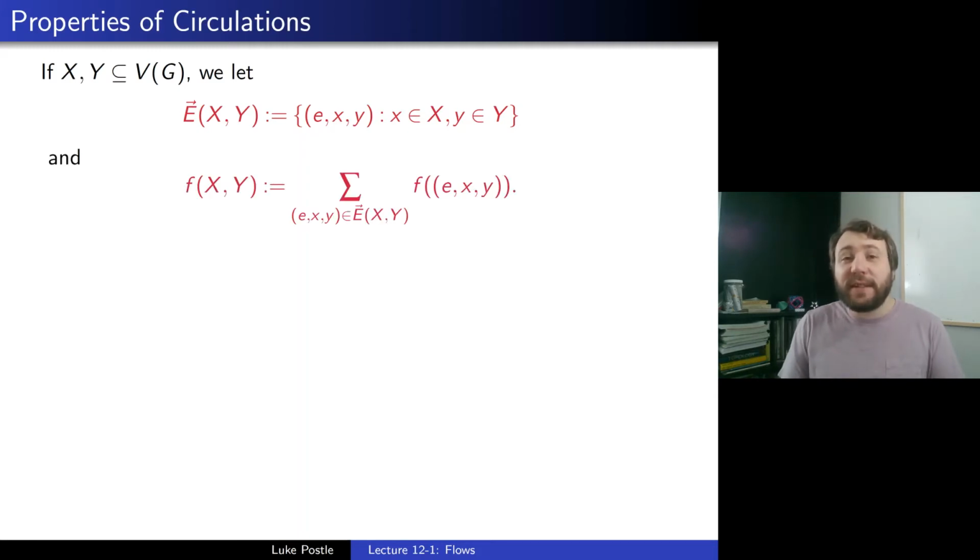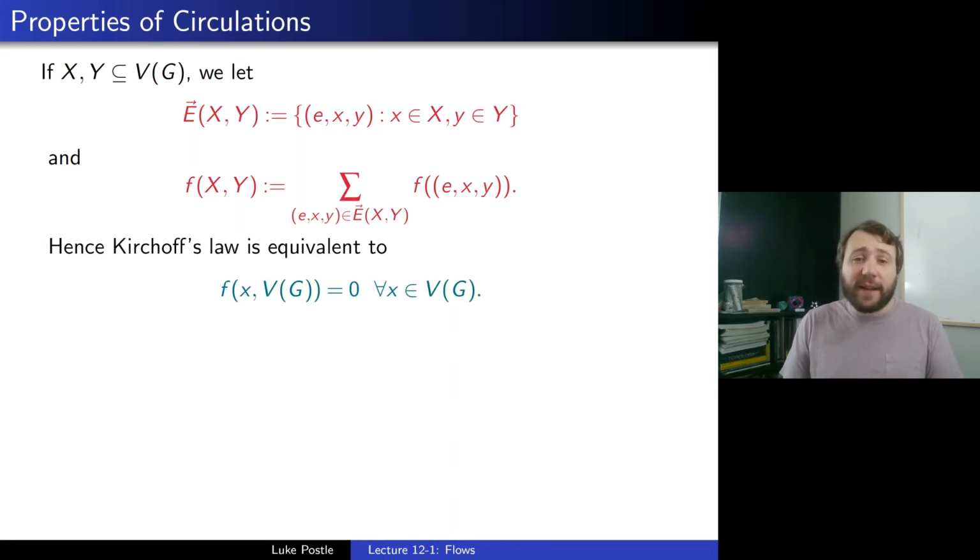And then we'll let f(x,y) be the sum of all the values of such edges. So kind of the flow from x to y, you can think of it as. And then Kirchhoff's law is actually equivalent to f(x, V(G)) being 0 for all x. So the flow out of a vertex should be 0, that net flow. All right, and what else can you prove?